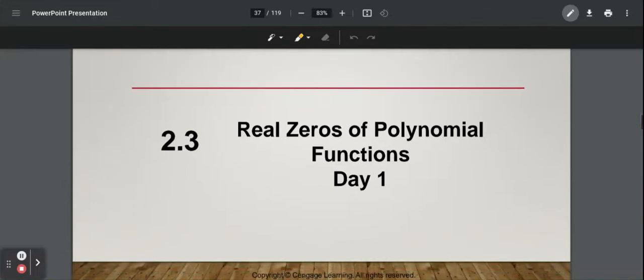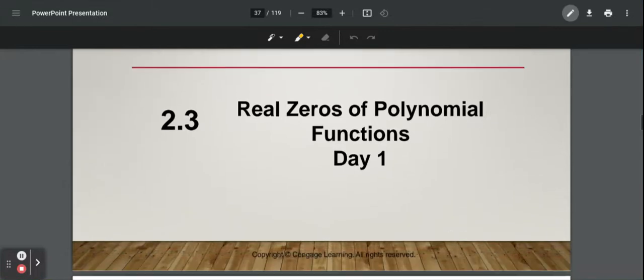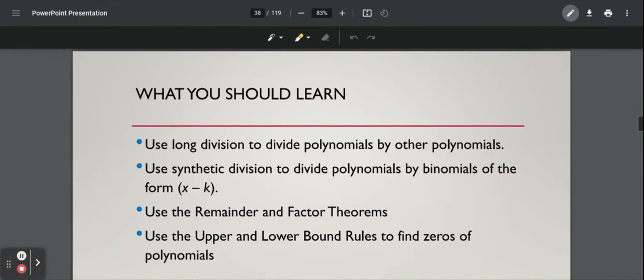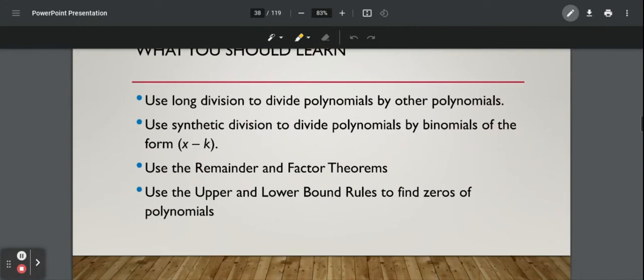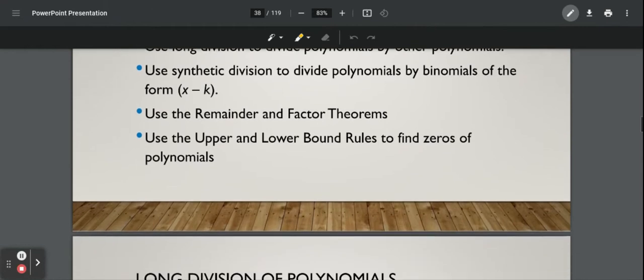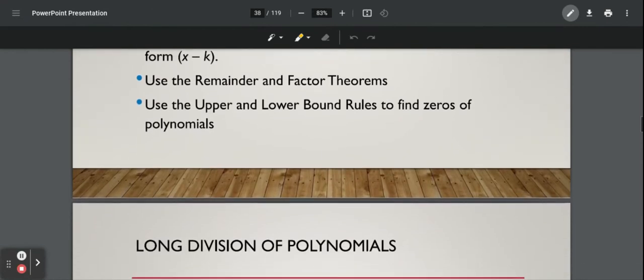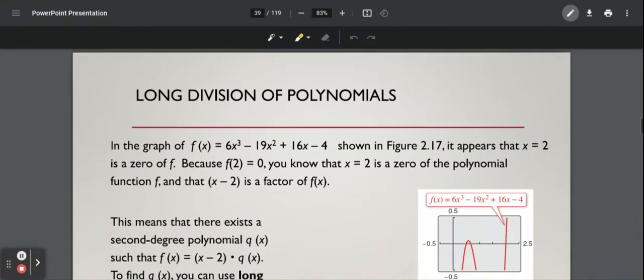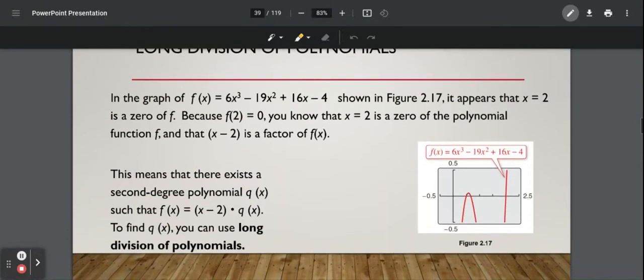Section 2-3 we break up into two parts. The first part, we're going to talk about using long division to divide polynomials by other polynomials, looking at synthetic division to divide polynomials. And then in the second part, we're going to get into the remainder and factor theorems and the bounds test to find zeros. So, long division of polynomials.